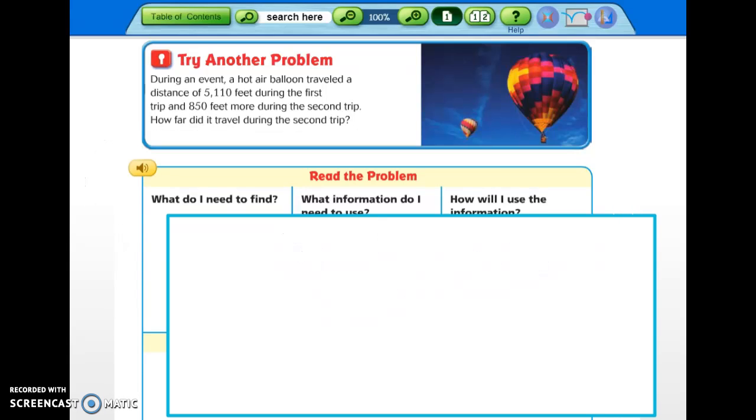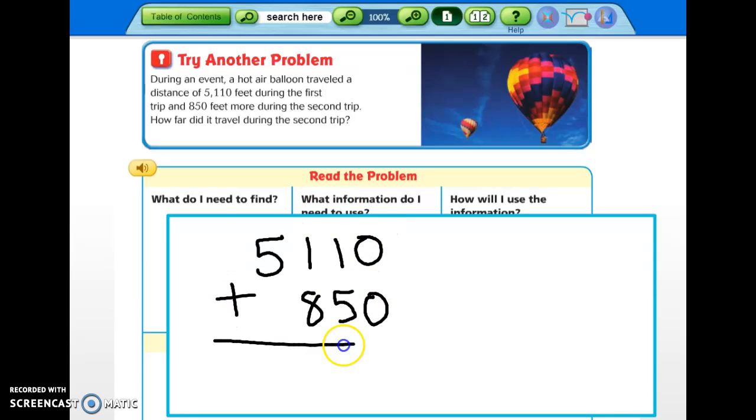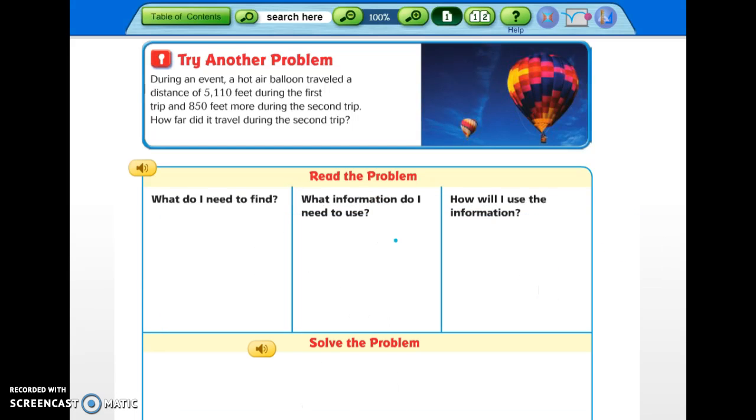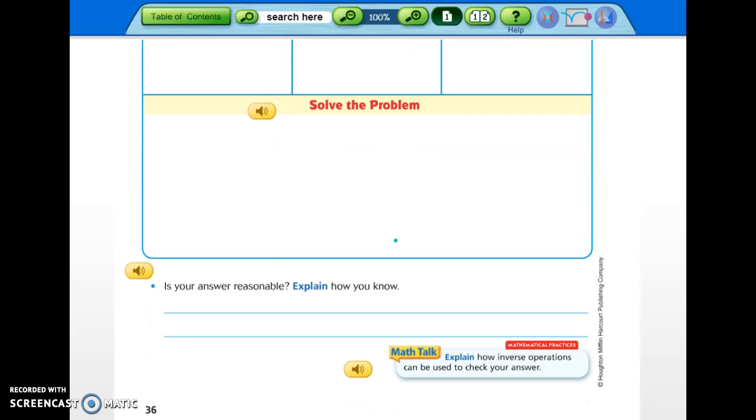So I am going to add 5,110 plus 850, making sure that my numbers are in a line, the ones and the tens and the hundreds in the right places. 0 plus 0 is 0. 1 plus 5 is 6. 8 plus 1 is 9. So I get an answer of 5,960. Let's go ahead and check our answer here. So we got 5,960.